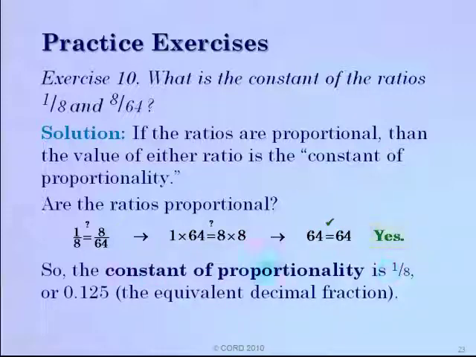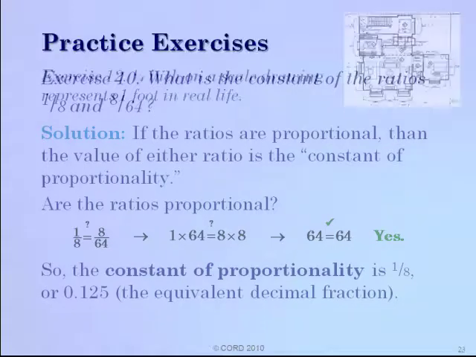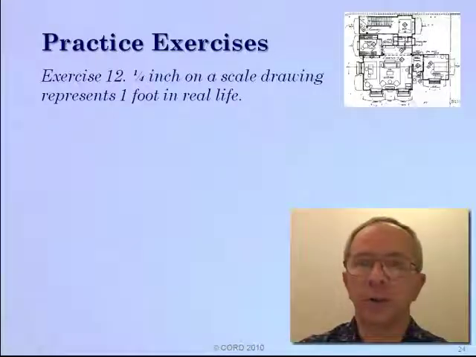And the constant of proportionality would be the reduced fraction that we could get out of those, and that would be 1 to 8, or a value of 0.125, which is actually also a fraction. It's a decimal fraction.